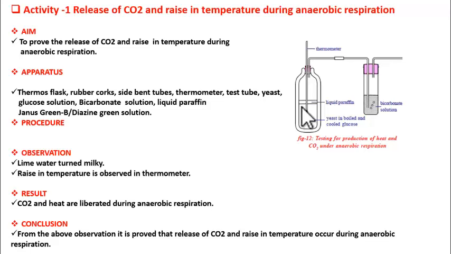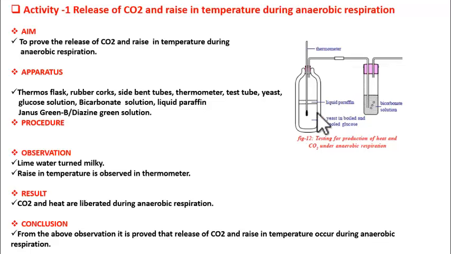Now how to do the experiment? Take the thermos flask, add glucose solution into it. How to make the glucose solution, students? Simply add glucose into water and dissolve it. You get glucose solution. So pour that glucose solution into this thermos flask. Now make sure that this glucose solution does not contain any oxygen, because we are checking anaerobic respiration. It should be oxygen free.